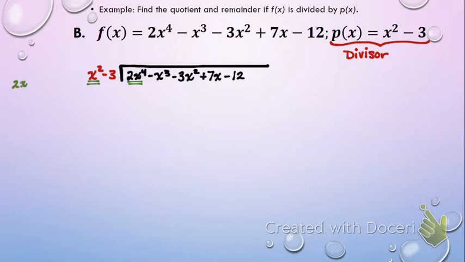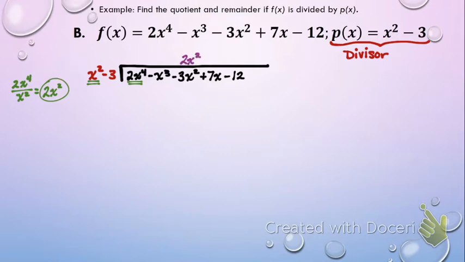Yep. But I also have to pay attention to the degree there, so I can pull it off to the side and divide it. I see the 2, but I'm still going to have a variable, x squared. So 2x squared is what I'm going to put up on top.